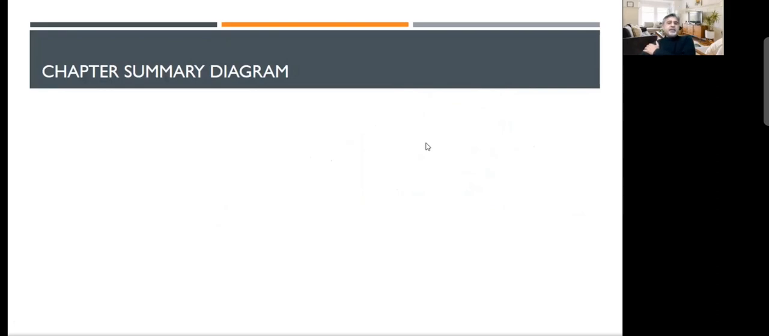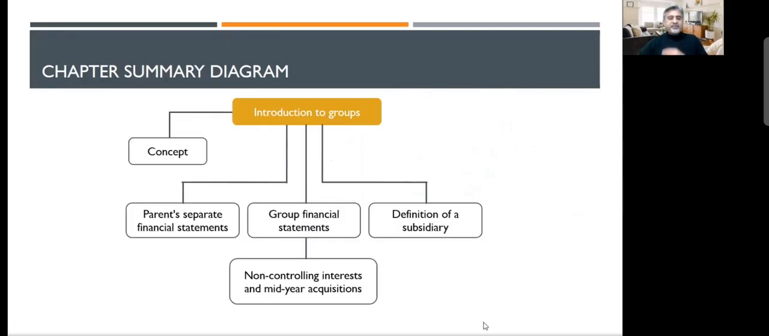Okay, so chapter summary, what we are going to discuss here. Introduction to groups, concept, parent separate financial statements you make. Like I said, the parent will make its own financial statement, the subsidiary will make a separate one, and then for the group you make together. So you might have a parent income statement and a subsidiary income statement. These are different income statements. They will make them, and then for the group you make together. So this is going to be the third one.